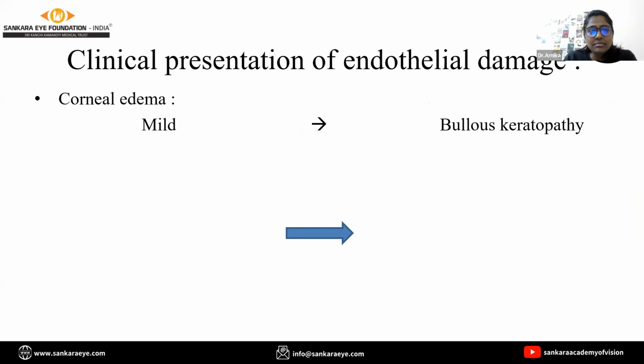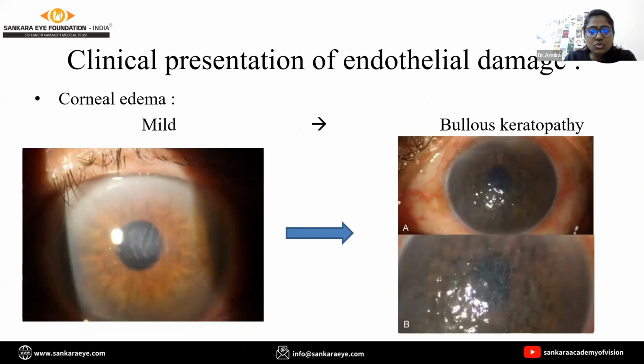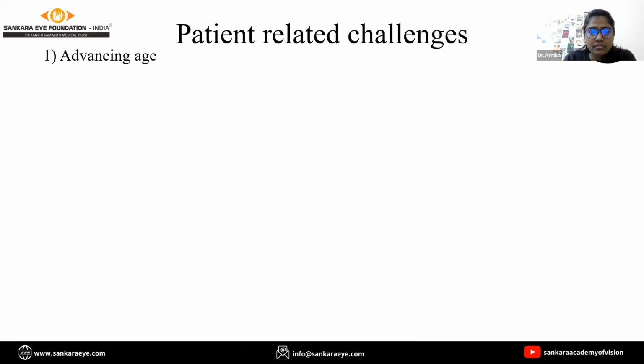Clinically, endothelial damage can be presented by corneal edema from mild, which is shown in the image, to bullous keratopathy. In the image, we can see epithelial bullae along with stromal edema. That is why we need to look out for patients who are at risk of pseudophakic bullous keratopathy, and the patient-related challenges we need to look out for, which are as follows.